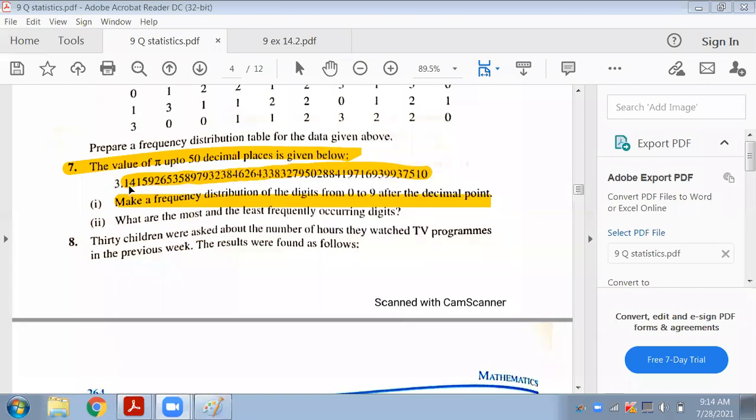So we are going to take only the digits after the decimal point. The digit that is before the decimal point we are not going to take, but we are going to take the digits that are after the decimal point, and we are going to make a frequency distribution table. Okay, let's start it.